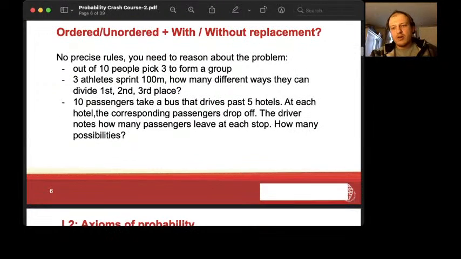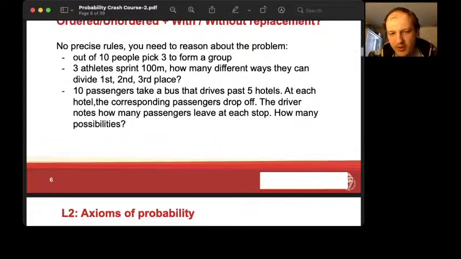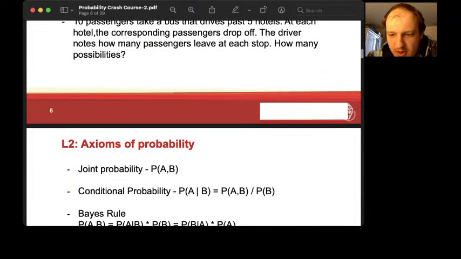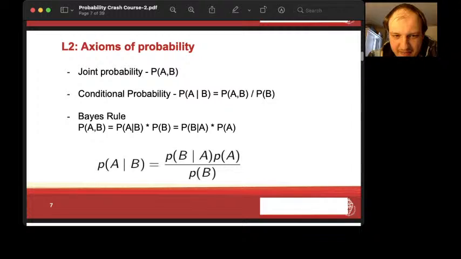Yeah, so are there any more questions about this ordered, unordered, with and without replacement? I think most people did quite well on this homework. Okay, if there's no more questions, I'll continue with the next topic.